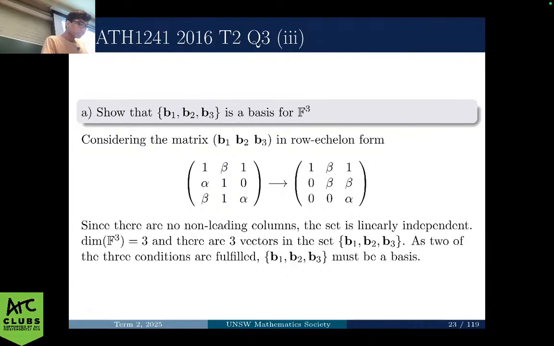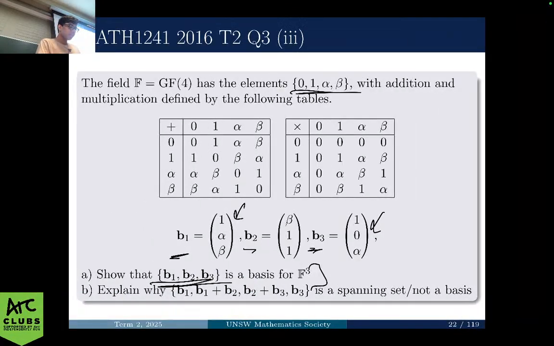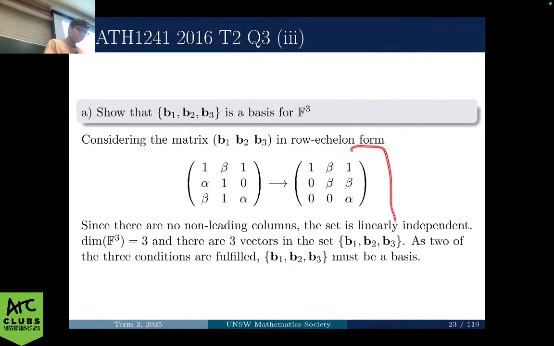I'm going to consider this matrix, b1, b2, b3, in row echelon form, and I convert it to this. And so this is just testing linear independence, because remember we talked about if there's a leading or non-leading column, we can tell if they are independent or dependent. So getting from here to here obviously requires Gaussian elimination. You have to be really careful when you do this, because addition and multiplication are defined in this table. And you have to keep that in mind when you're doing your Gaussian elimination to try and get to row echelon form. And that's really important.